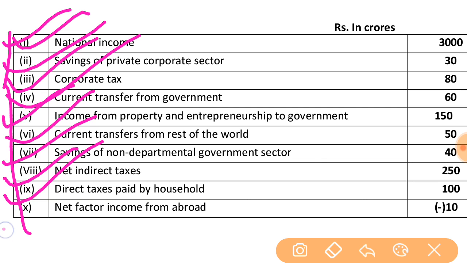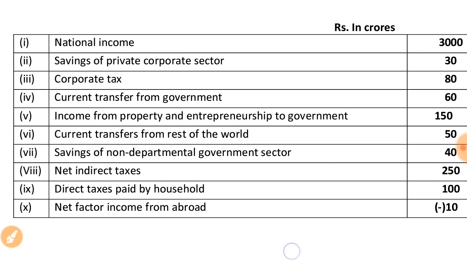Next is the net factor income from abroad. We all know that net factor income from abroad means what? It is the difference between factor income earned from abroad by normal residents of a country, suppose India, and the factor income earned by the non-residents, means the foreigners in the domestic country who are working in India. So it is the difference between the income of the domestic worker and the foreign worker.